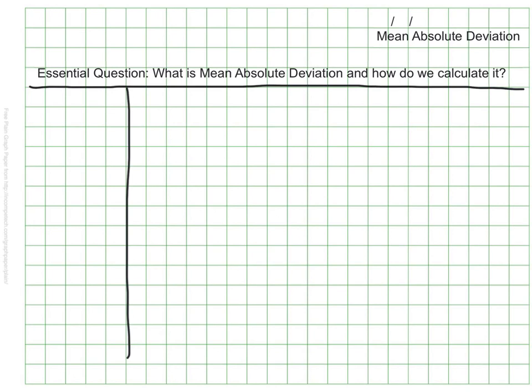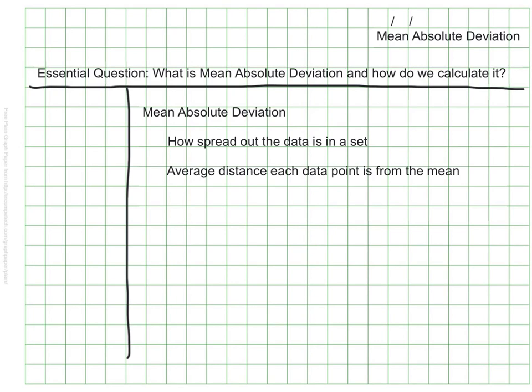Like a lot of things that we've done in this unit, the MAD gives us a sense of how spread out the data is. This is just one more tool that we have in our toolkit as we describe data. This one tells us something that sounds a little more complicated at first. It tells us the average distance each data point is from the mean. In other words, on average, how far are each of the points from the mean in a set of data?